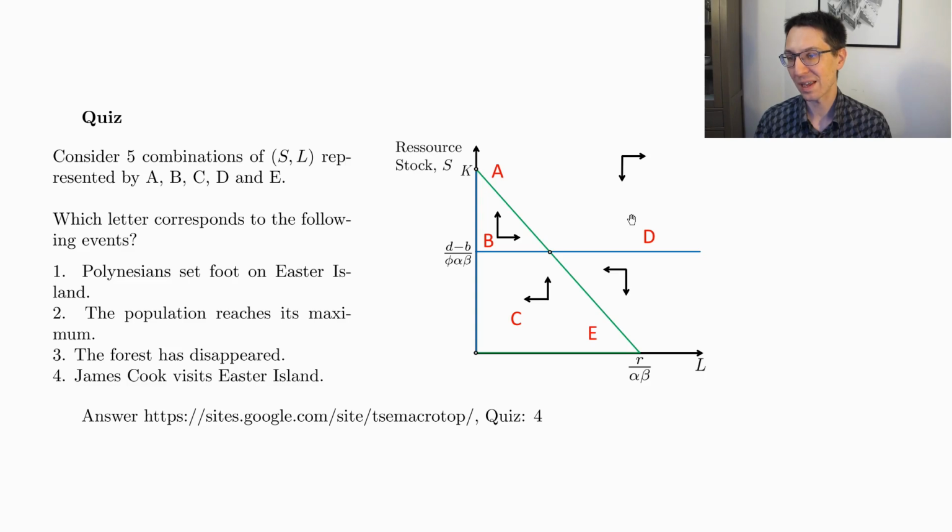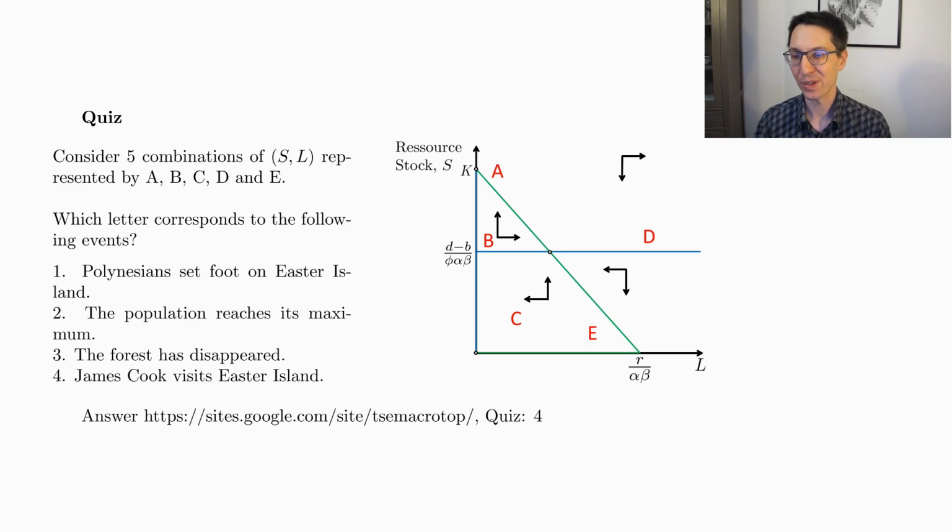So it looks like we should be reaching the letter D, which is the letter that's closer to the highest population, and which is about halfway in terms of resources. So probably the population reaches its maximum at somewhere around D.